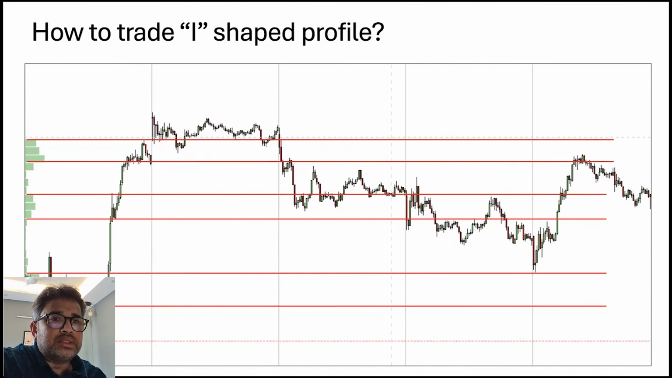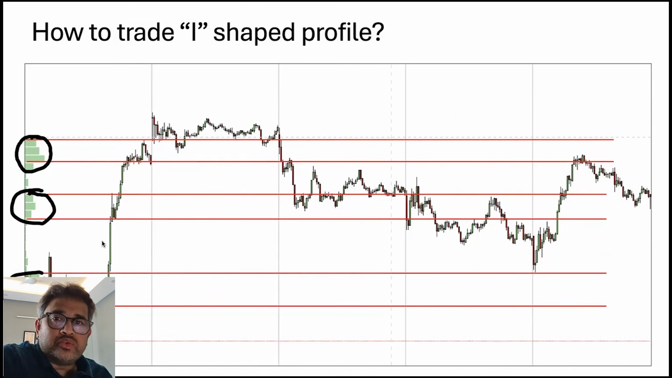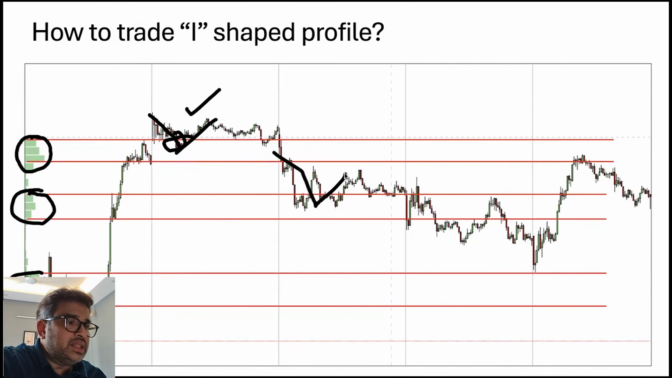For example, look at this chart. This is the day where it made an I shape of volume profile, right? But still you can see that there is a small cluster here. There is a small cluster here. There is a small cluster here. On the I shape profile day, look for this kind of small clusters, and that is where most of the time price can take support in the coming session. So you can see that this day it took the support. This day also it took the support, and this day you can see that it took the support at the small cluster and made a big move.